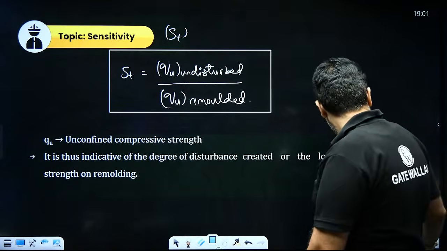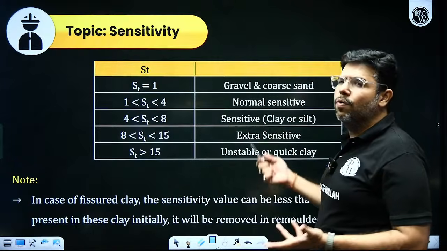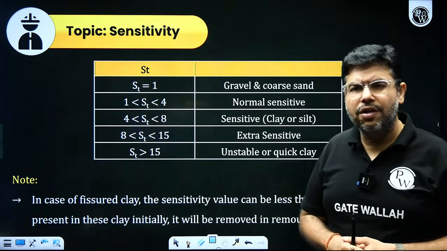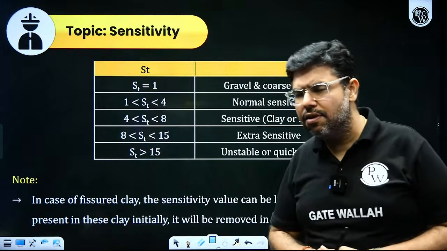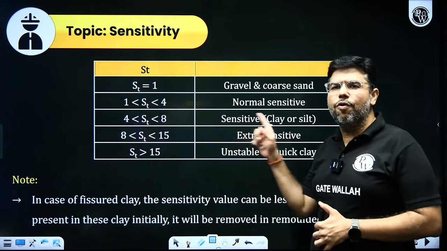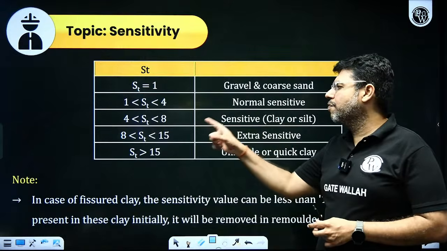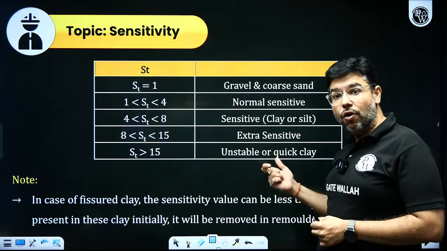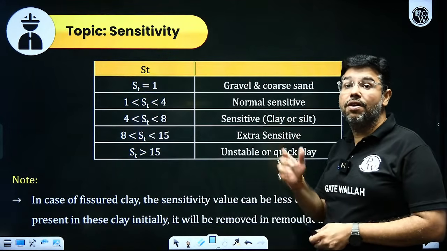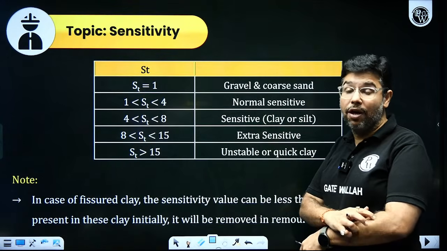Now, if ST is equal to 1, it is indicative of coarse sand or gravels. They will not show this property. This is shown by clays. If sensitivity is between 1 and 4, it is normal sensitive. If sensitivity is between 4 and 8, it is sensitive. And if sensitivity is between 8 and 15, then soil is extra sensitive. And if sensitivity is greater than 15, it is unstable or quick clay.